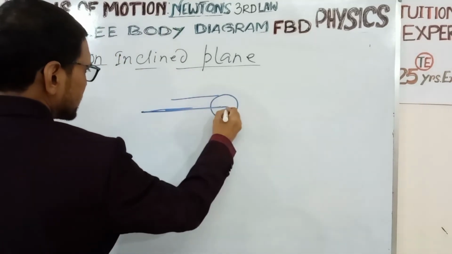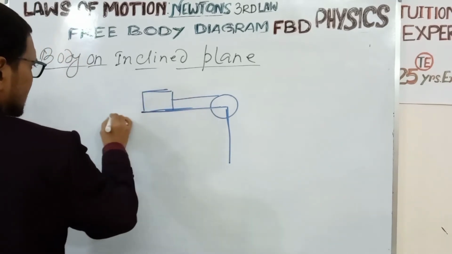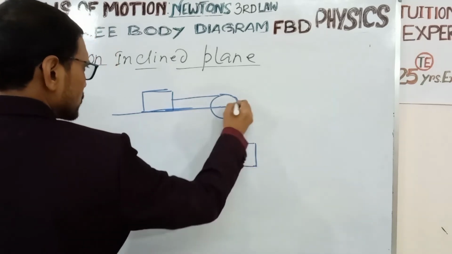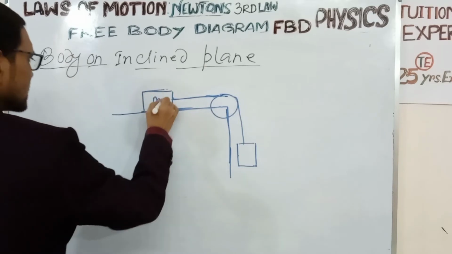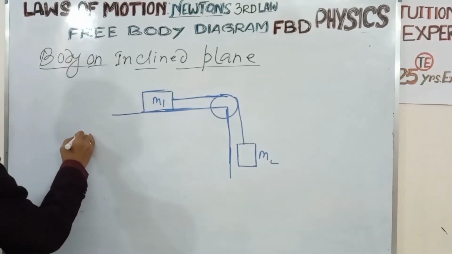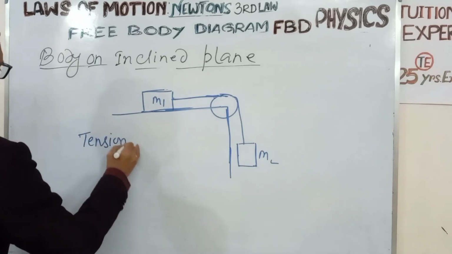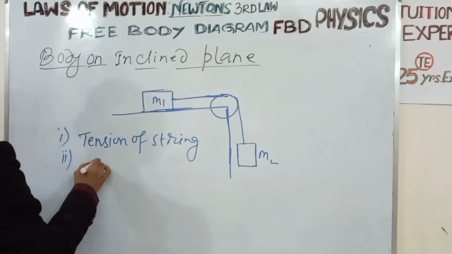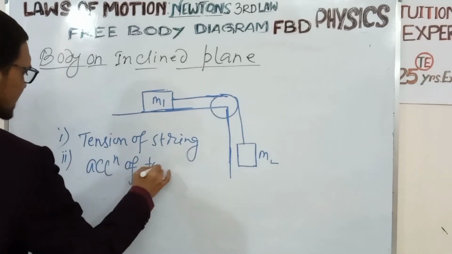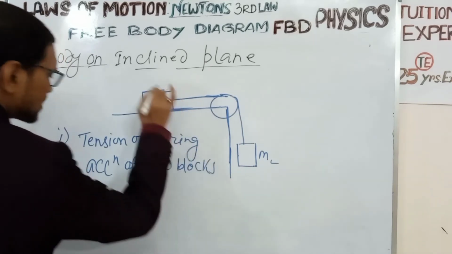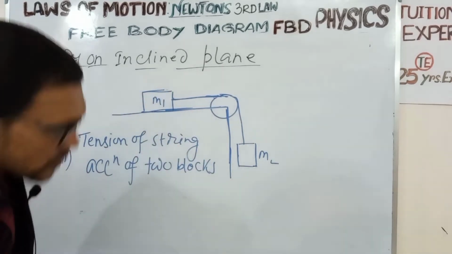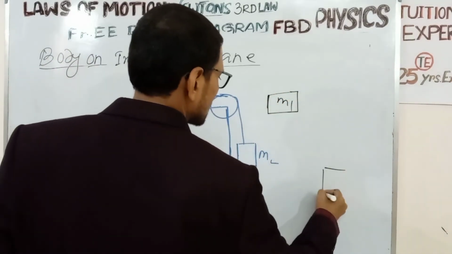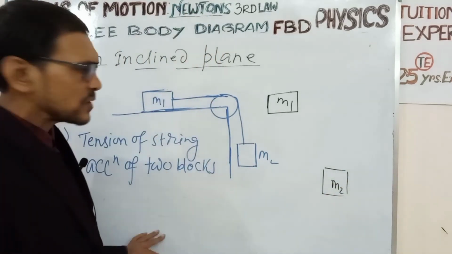This is a table, a block is present here and another block is hanging from this pulley. Now this is m1, this is m2. Here we have to find the tension of the string and the acceleration of the two blocks. This is the question. So we have to draw the free body diagram, first for m1 and then m2.